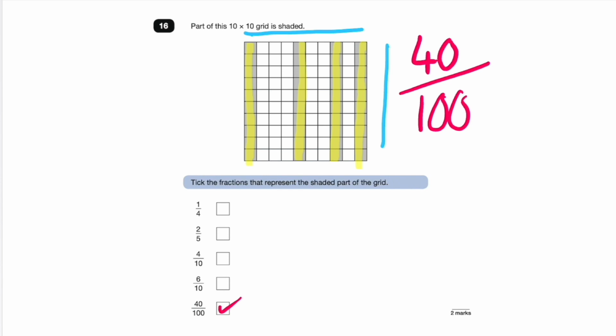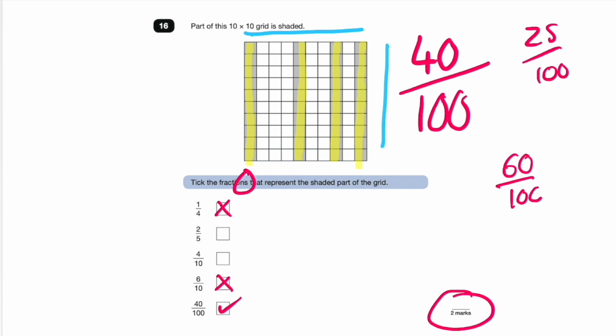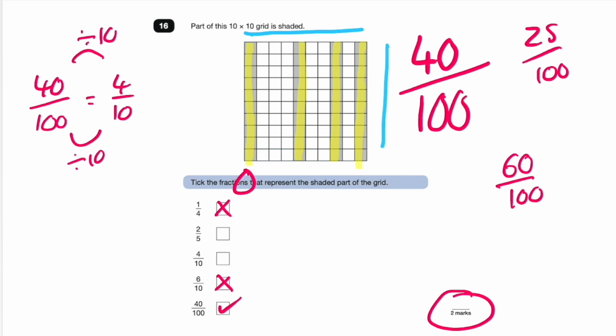But look what I've noticed. I've noticed 2 marks, and it says tick the fractions with an S. So there must be another one here. Well, it's not going to be 1/4, because 1/4 would be 25 over 100. It's not going to be 6/10, because 6/10 would be 60 over 100. What about 4/10? Well, 40 over 100 would be equivalent to 4/10, wouldn't it? Because we've divided by 10 on both the numerator and the denominator.